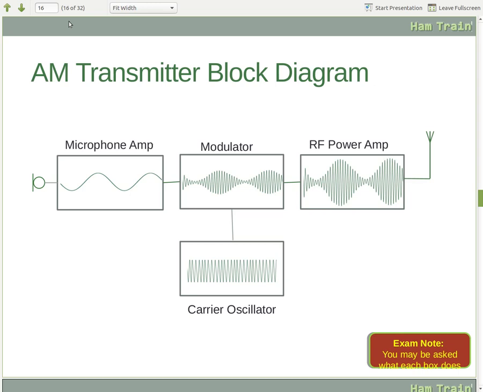For an AM transmitter, the block diagram looks like this. So we have the 4 stages, and as we've seen on the previous slides with the shapes of the waveforms, you have the microphone amplifier giving the audio signal. We have the carrier oscillator with the consistent RF frequency. We have the modulator, which modulates the two together. And we've got the RF power amplifier, which, as you can see there, increases the size of the signal to go out through the antenna.